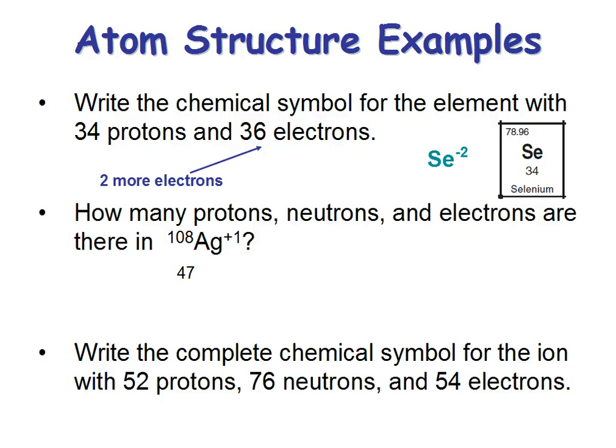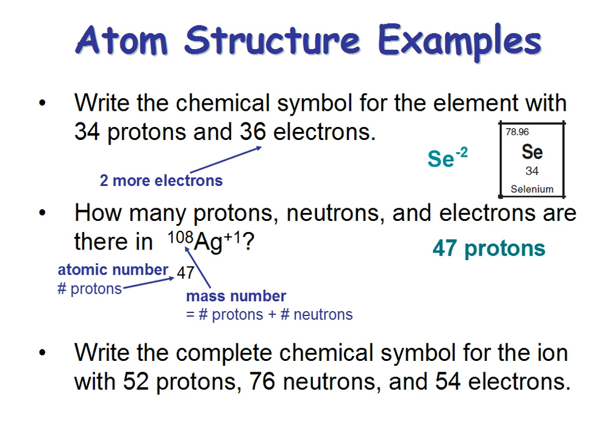In our last two, they're kind of going to be mirror images of one another. In the first one, you're given a symbol with the information for atomic number, mass number, and charge, and you're asked to find the protons, the neutrons, and the electrons. Our bottom left-hand number gives us our protons. Our top left-hand number gives us our protons plus neutrons. So if we subtract the atomic number away from the mass number, we will get the neutrons by themselves, and that gives us 61 neutrons.